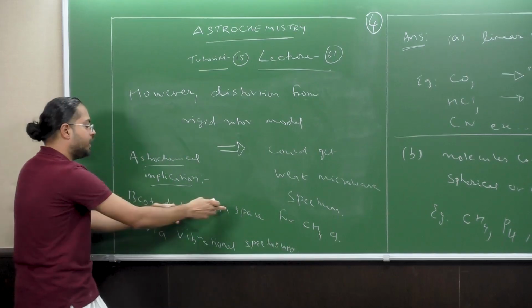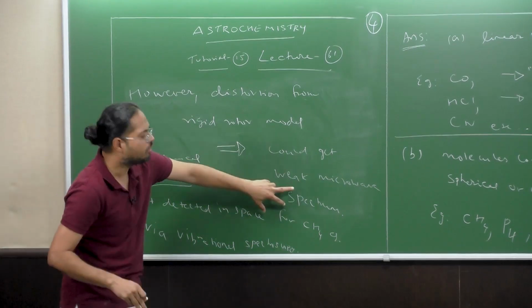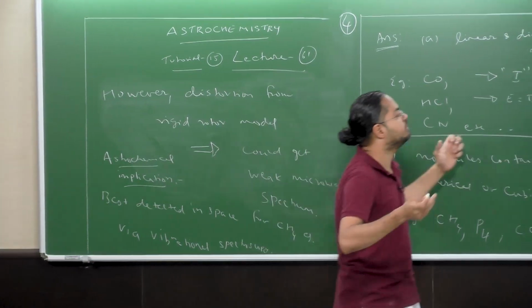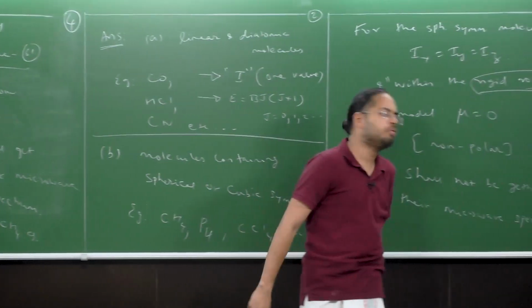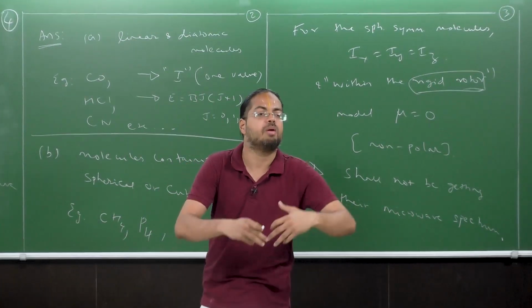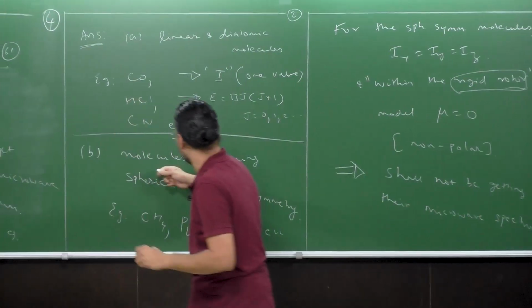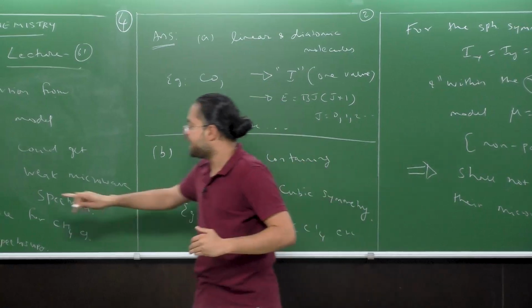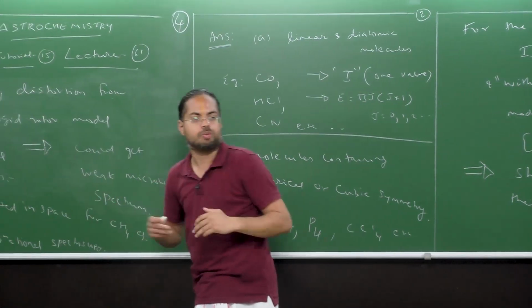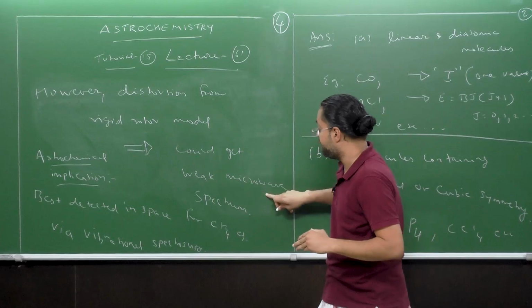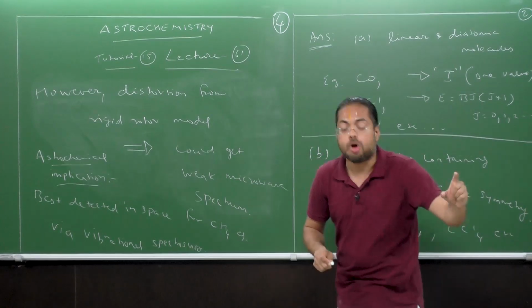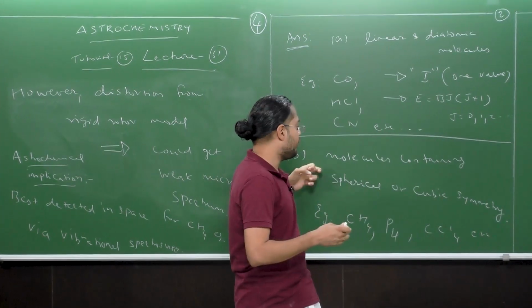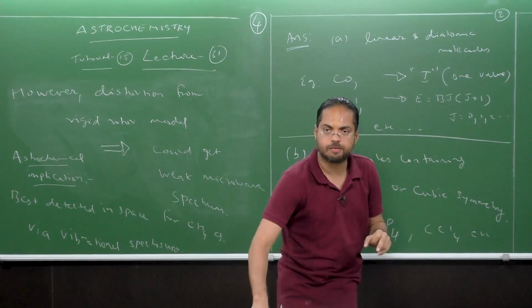So what I've written is best detected in space via vibrational spectroscopy, because the microwave spectrum is going to be rather weak. Anything that happens is only due to a deviation from the rigid rotor, and for many of the symmetric molecules that is not going to amount to much. So it is really optimal to detect them via vibrational and of course electronic spectroscopy also, rather than rely on the microwave spectrum, which is the most dominant method of detecting molecules in space. So that's the aspect about molecules containing spherical or cubic symmetry.